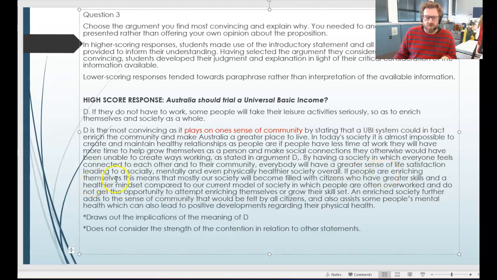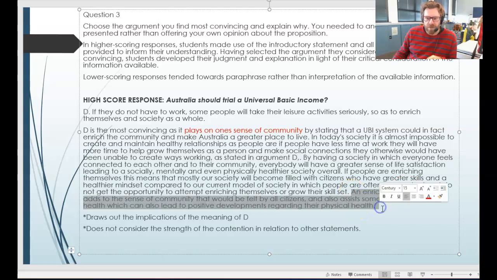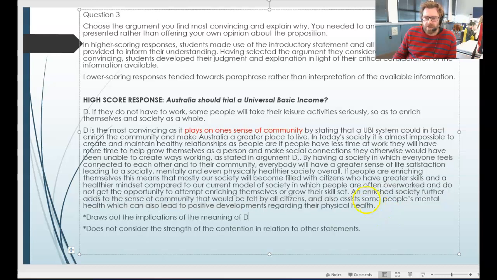If people are enriching themselves, this means that most of our society will become filled with citizens who have greater skills and a healthier mindset compared to our current model of society, in which people are often overworked and do not get the opportunity to attempt enriching themselves or grow their skill set. This person's a little bit afraid of full stops, it seems. The sentence is very long, but here we go. This is really, really great, this example, because this person summarizes their argument in a clear statement at the end.